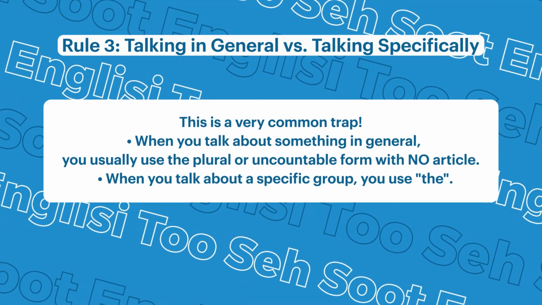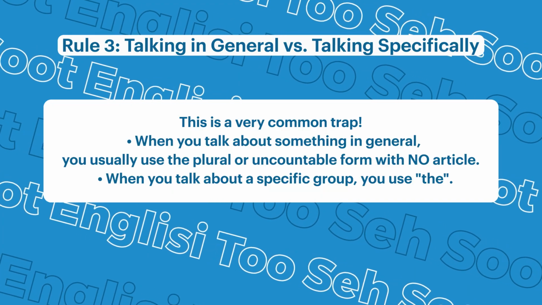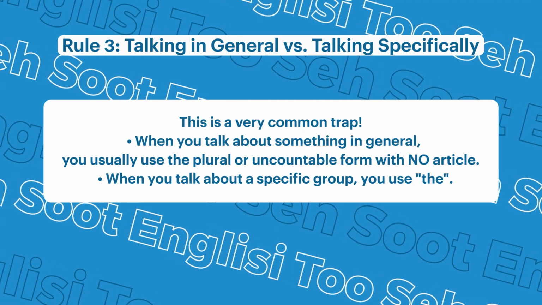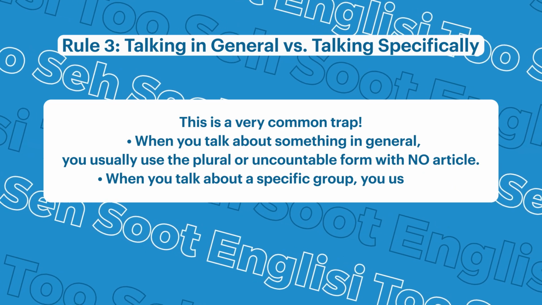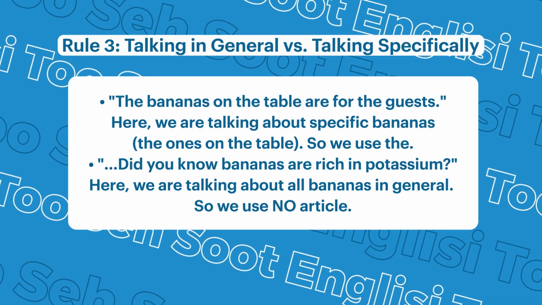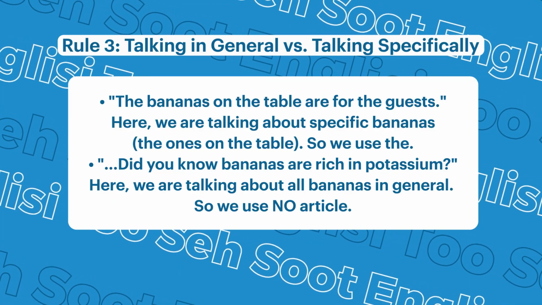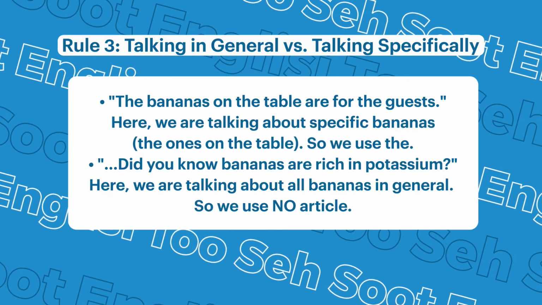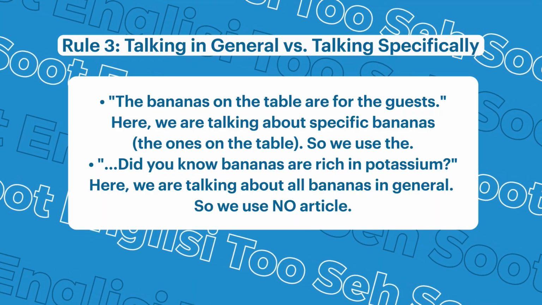Rule number 3. Talking in general versus talking specifically. This is a very common trap. When you talk about something in general, you usually use the plural or uncountable form with no article. When you talk about a specific group, you use the. For example, the bananas on the table are for the guests. Here we are talking about the specific bananas, the ones on the table, so we use the. Did you know bananas are rich in potassium? Here we are talking about all bananas in general, so we use no article.